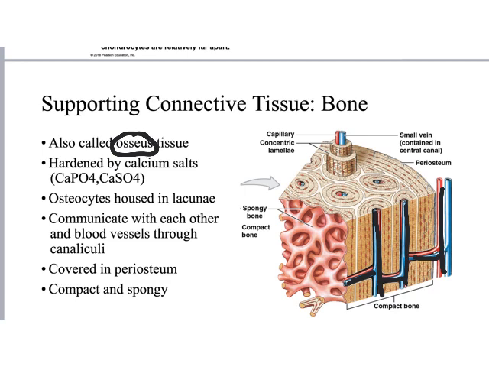And just as the cartilage was surrounded by a capsule that we call the perichondrium, here we have a surrounding to the bone called the periosteum. And we'll see that there are two different kinds of bone, compact and spongy.